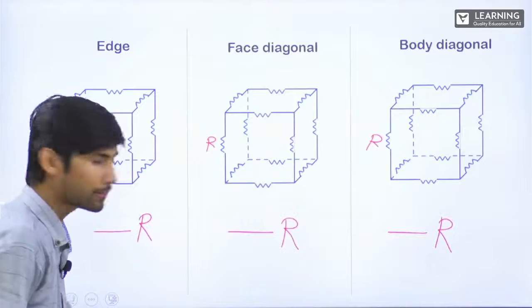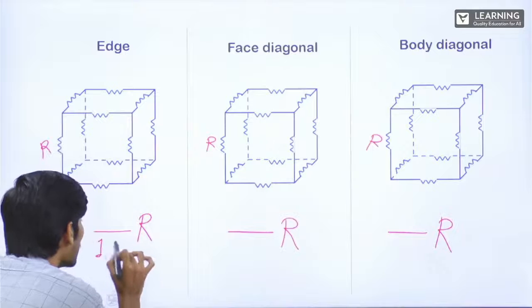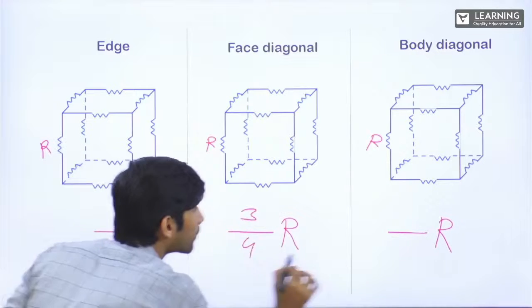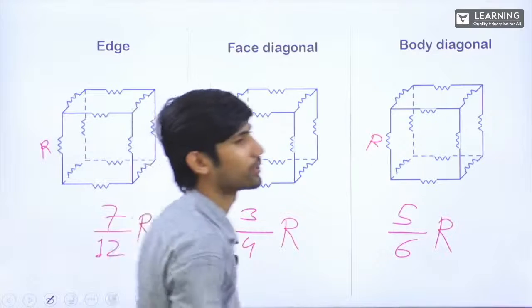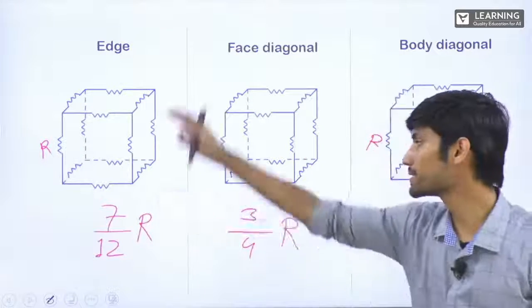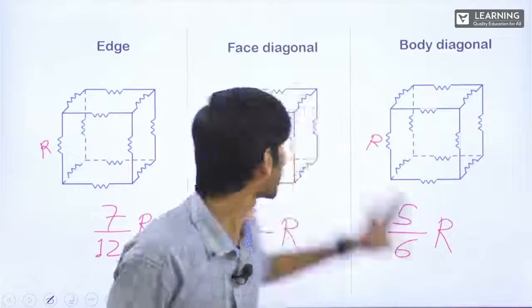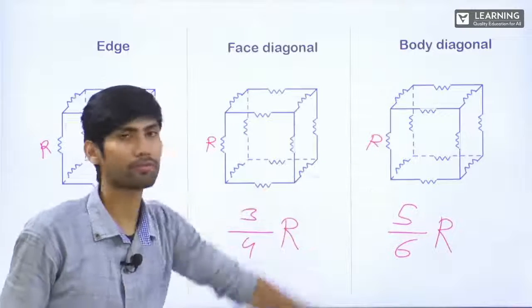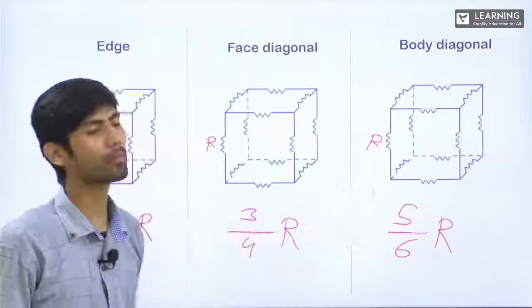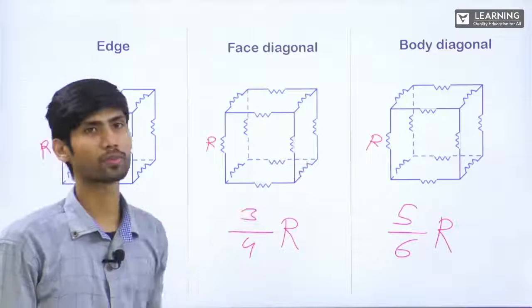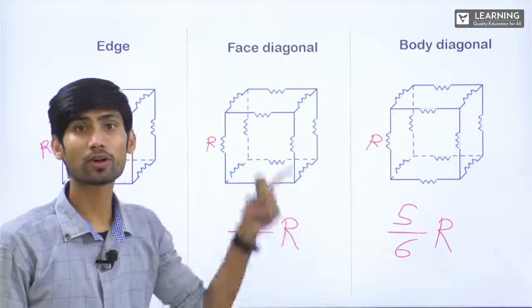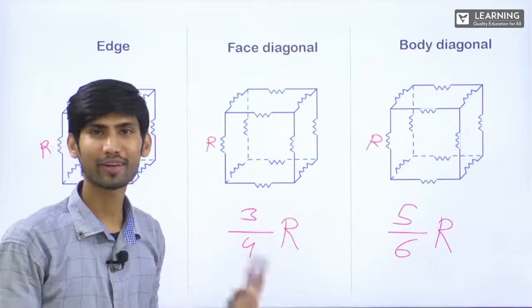How to remember it? Start from here, 1, 2, 3, 4, 5, 6 and 7. These are the equivalent resistances. For edge, 7 by 12 R. For face, 3 by 4 R. For body, 5 by 6 R. This is the short trick to remember the equivalent resistance across edge, across face, across body in a cube having sides of resistance R. Alright.